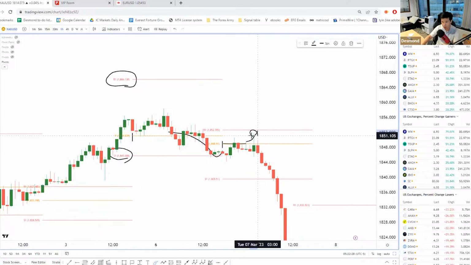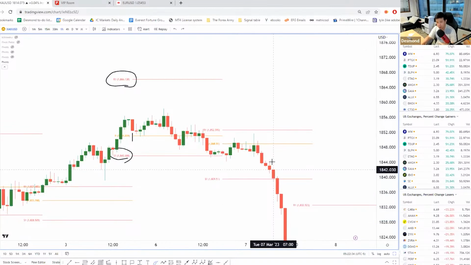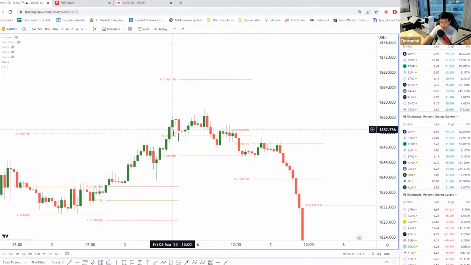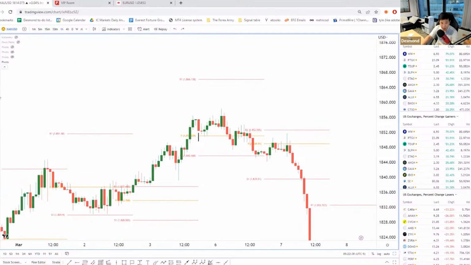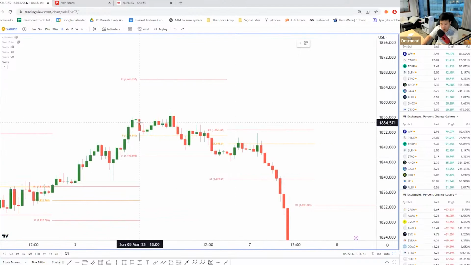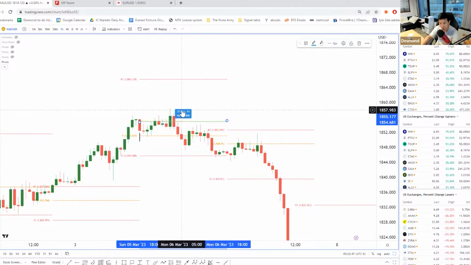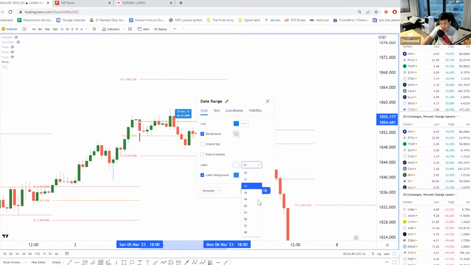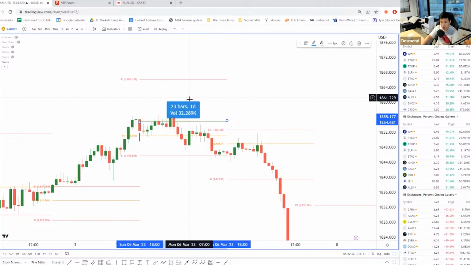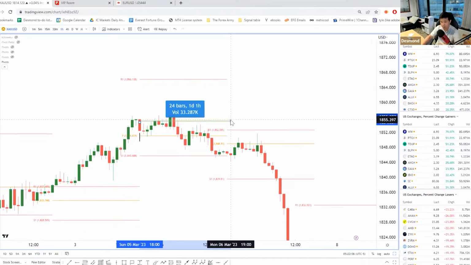Price comes pretty close to a pivot point and then it reverses, stops for a while, then continues going down. So you can see different pivot points, right? I will need this particular thing called a date range, right? So at the start to the end, 23 bars, 1 day. Okay, so on 24 bars, then it's the next day. So this is day by day.